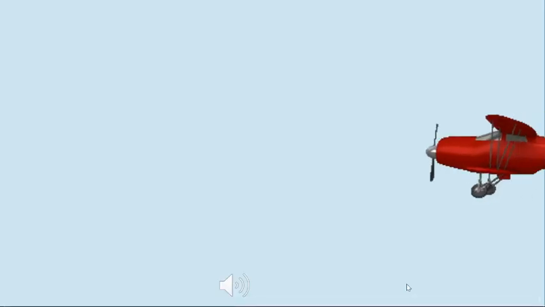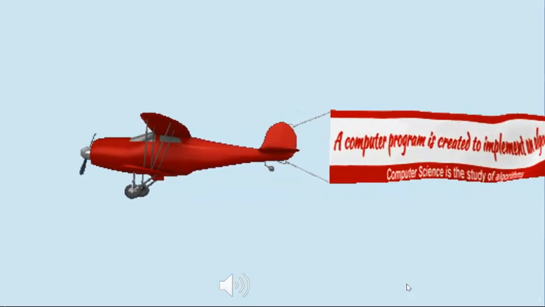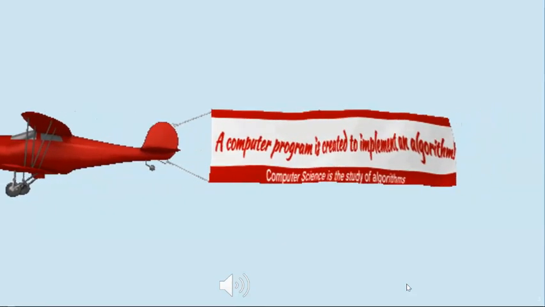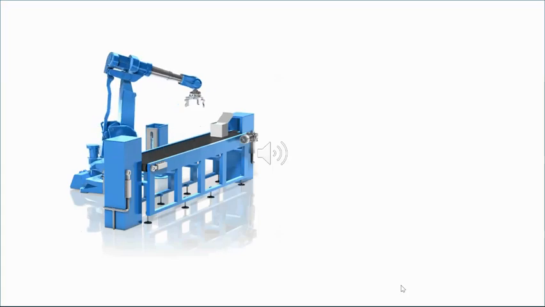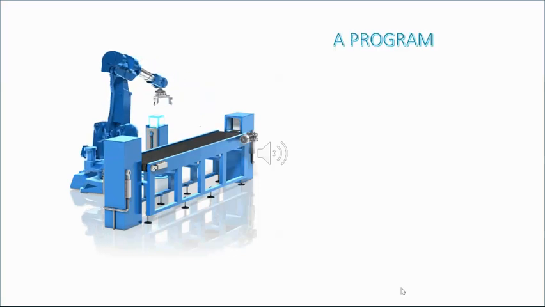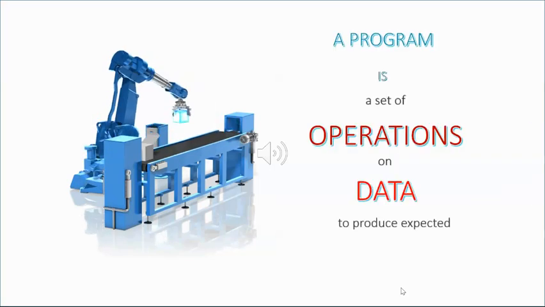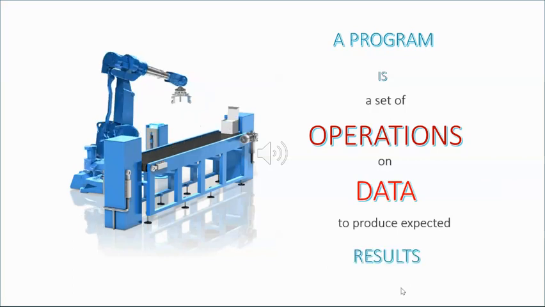Computer science is the study of algorithms, and a computer program is created to implement an algorithm. A program is a set of operations on data to produce expected results. So we will focus on data and operations. Now let's start with data.